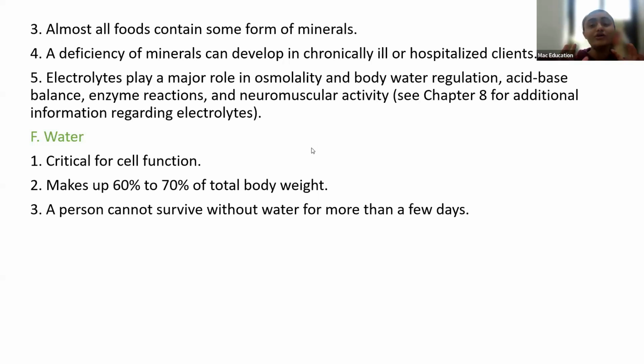Next component, that is not nutrient but the major component of the body, that is the water. It is critical for the cell function. If there is no water, the cell will be shrunk or cell can die. So it is critical for cell function, makes up 60 to 70% of the total body weight. A person's total body weight, from that water contains 60 to 70% of that weight.